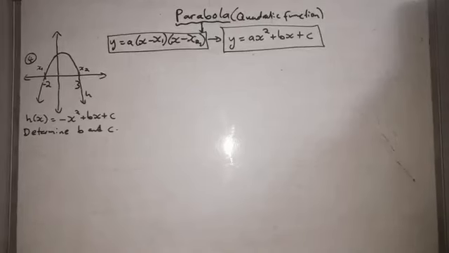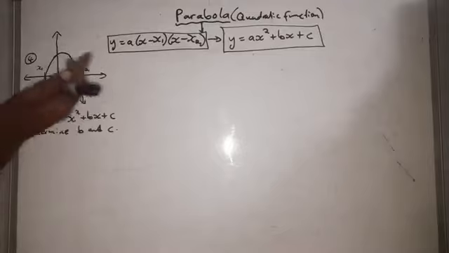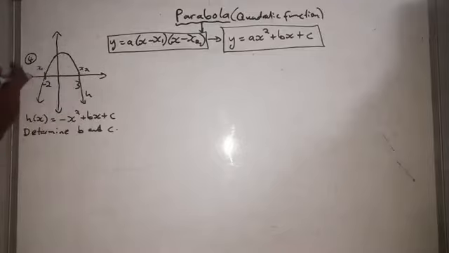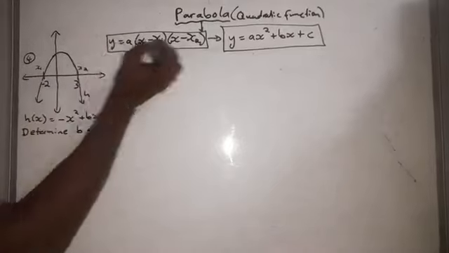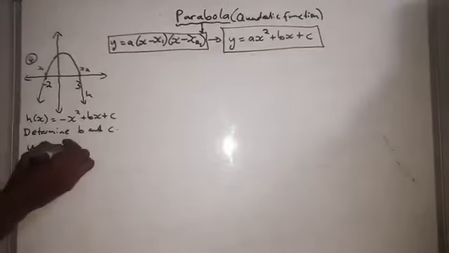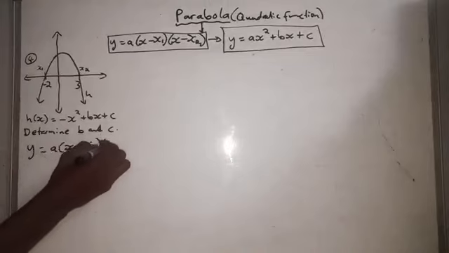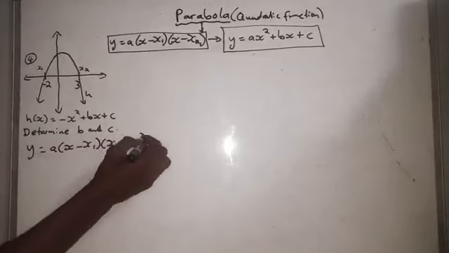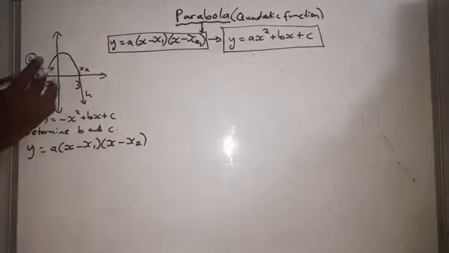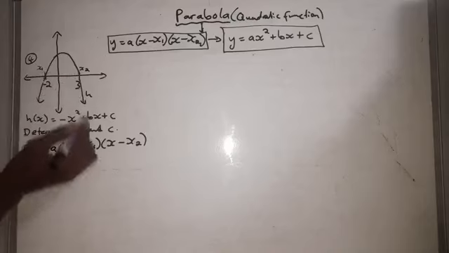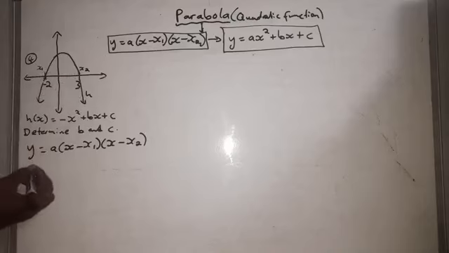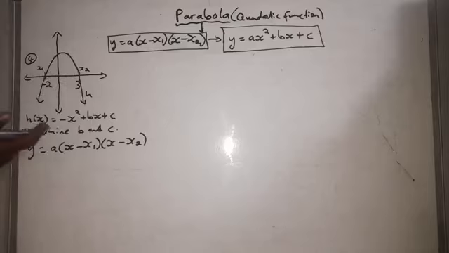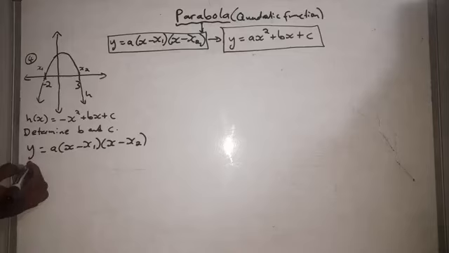Anyways, due to the given information, we can see that we're given the x-intercepts. The starting point is over here. So it's going to be y equals a into x minus x1 into x minus x2. Why are we writing this? Because the given information is two x-intercepts. You could use h of x, it's not wrong as well. So let me just use h of x.